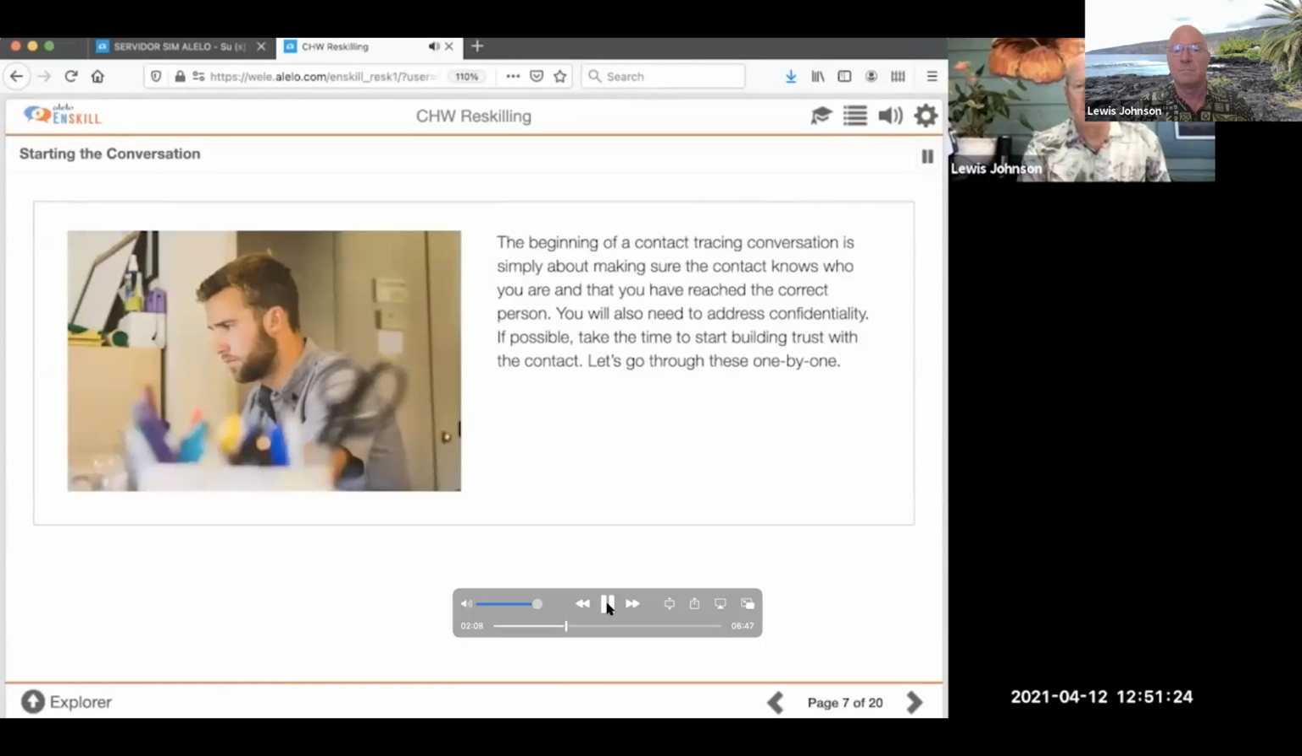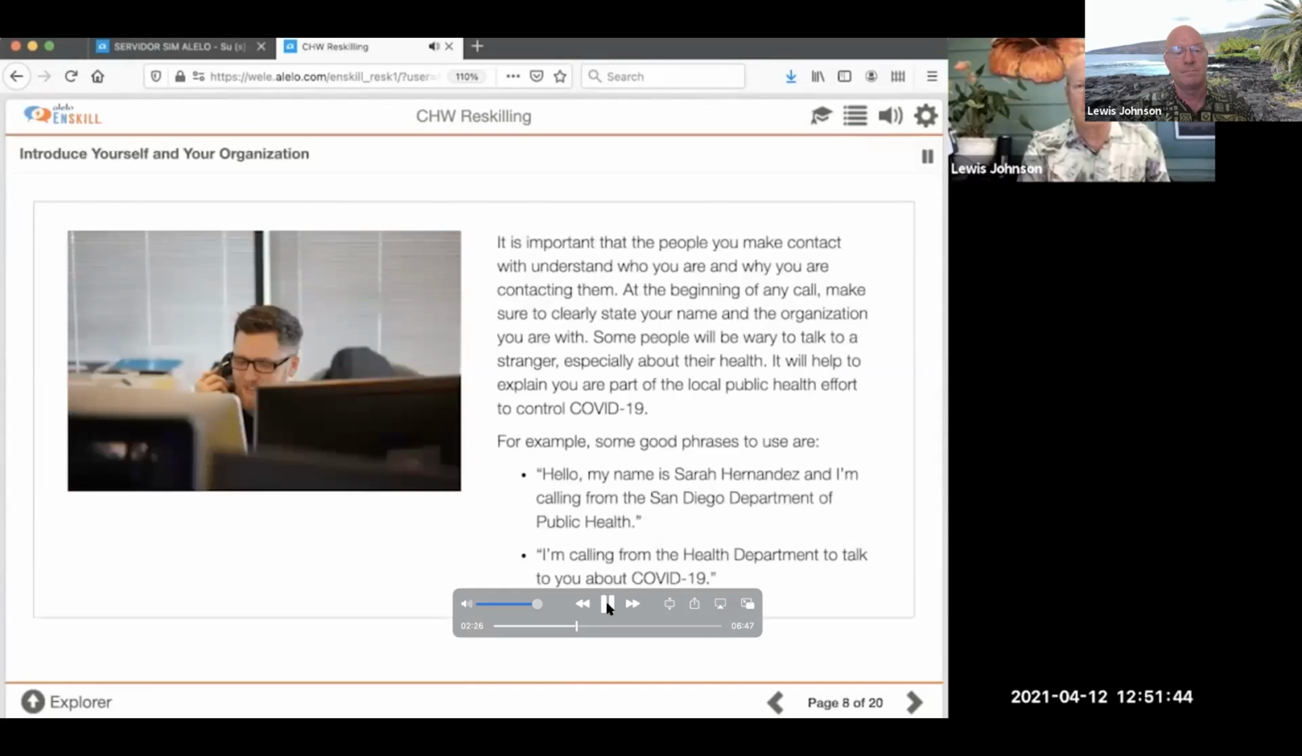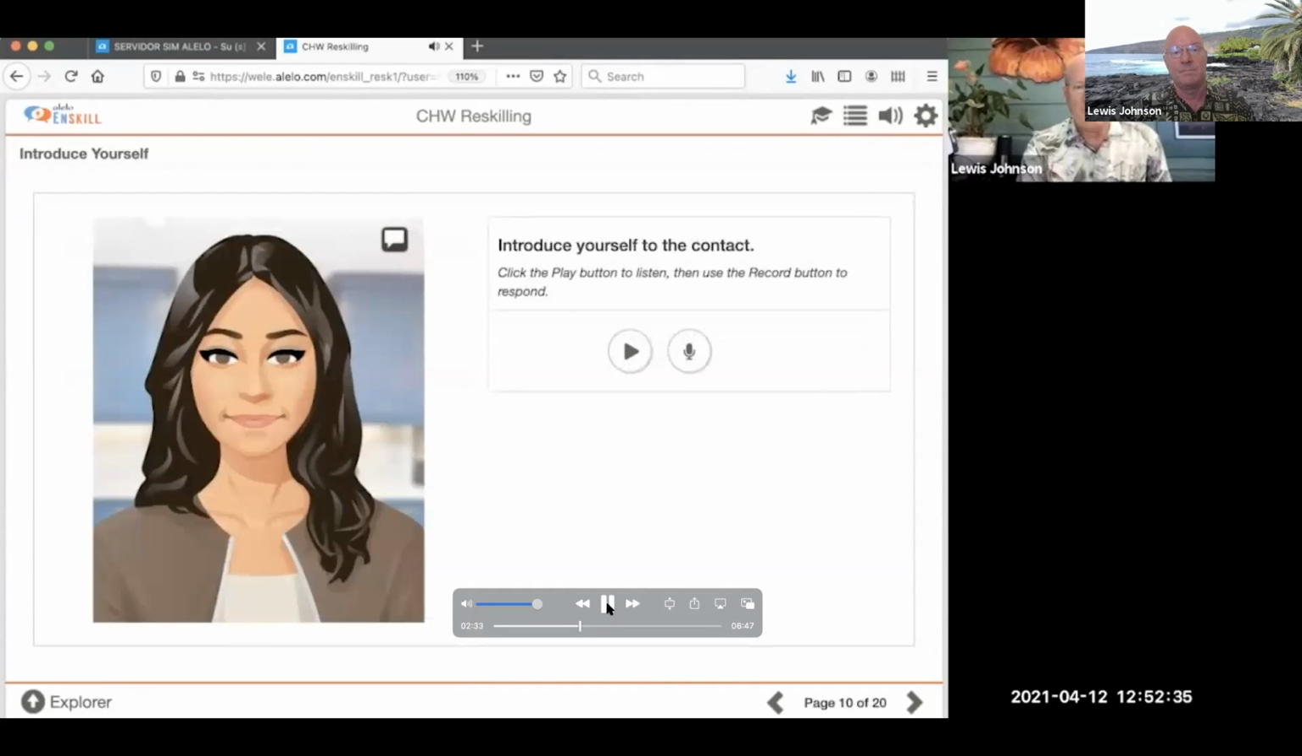The beginning of a contact tracing conversation is simply about making sure the contact knows who you are and that you have reached the correct person. You will also need to address confidentiality. If possible, take the time to start building trust with the contact. Let's go through these one by one. It is important that the people you make contact with understand who you are and why you are contacting them. Then the trainees have an opportunity to start practicing these skills.